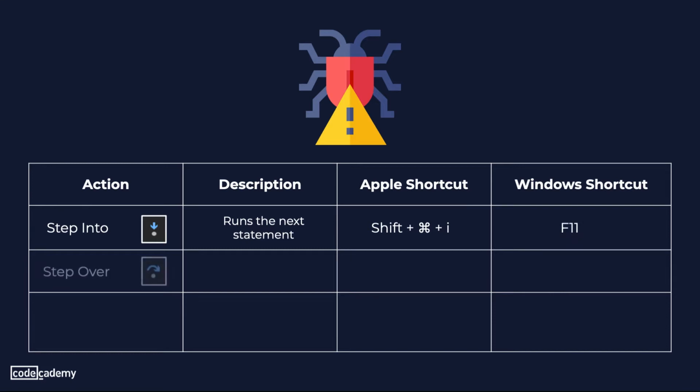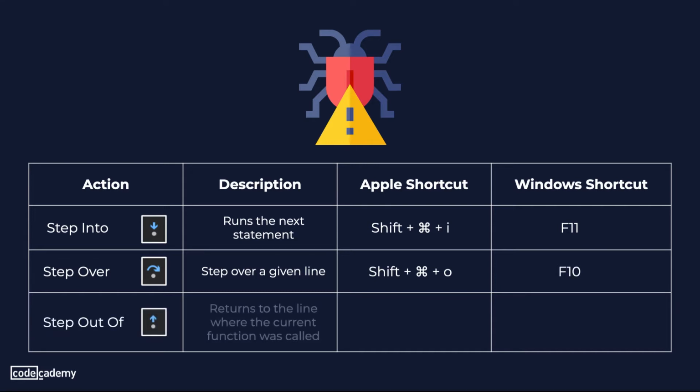We could also step over, which runs the next statement without stepping into functions or methods. The shortcut for this on a Mac is Shift Command and O, and on Windows it is F10. And lastly, we could step out of, which advances the debugger all the way through the current function, and it continues running code and suspends execution when the current function returns. The shortcut for this on Apple is Shift Command and U, and on Windows it is Shift and F11.